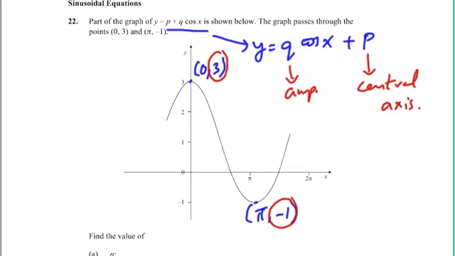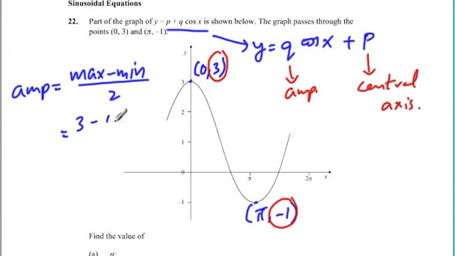If you remember the formula, the amplitude is equal to the max minus the min, divided by 2. In other words, it's 3 minus negative 1, divided by 2, so it's 4 over 2, which is equal to 2. So the value of q right away is equal to 2.